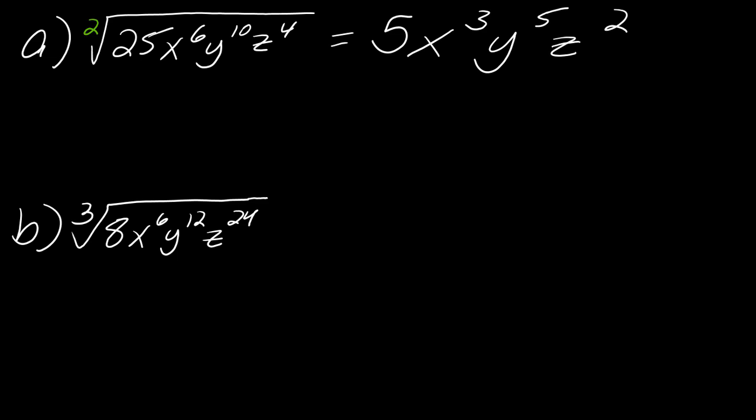Okay, so why don't you try that for the next one just to see if you've got it. Hit play when you're ready. Okay, so this one, so the cube root of 8 is 2. And then I can divide all of these exponents by 3. So this will be x squared, y to the 4th, z to the 8th.